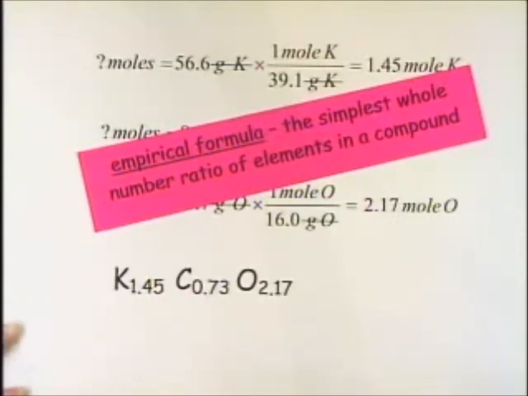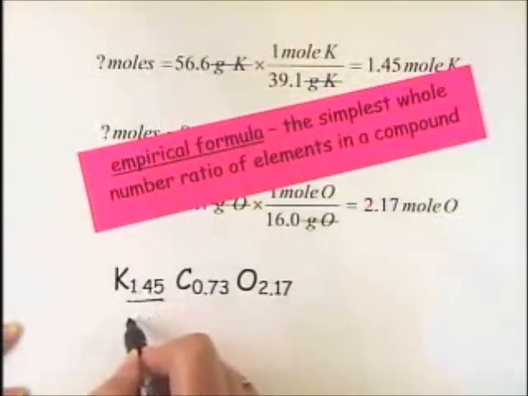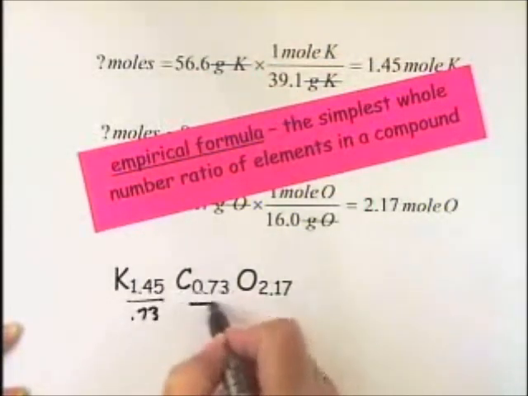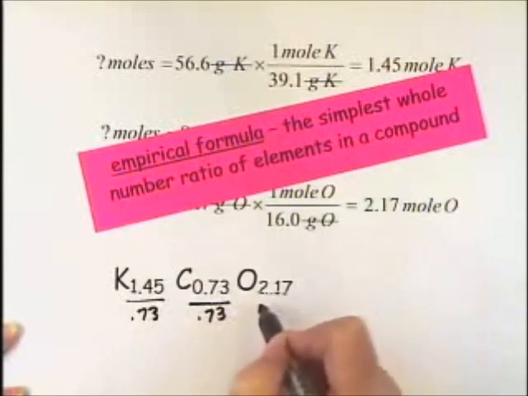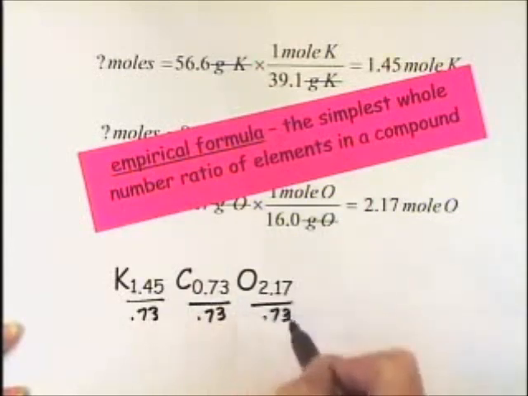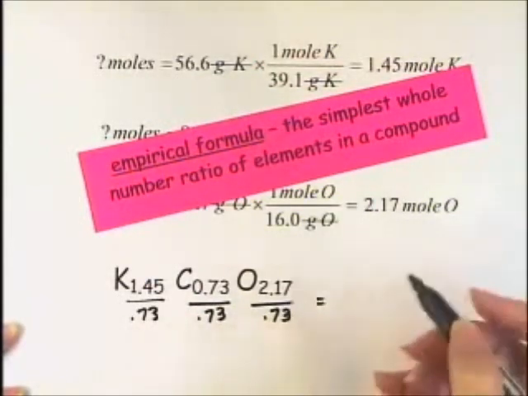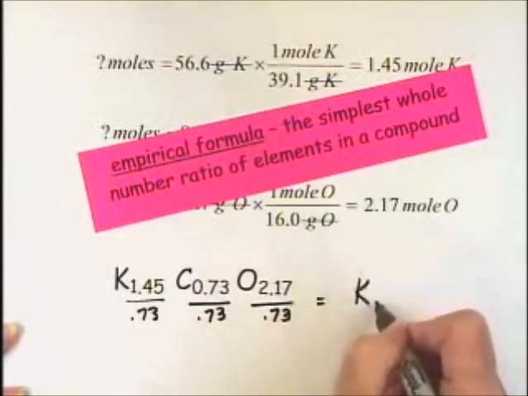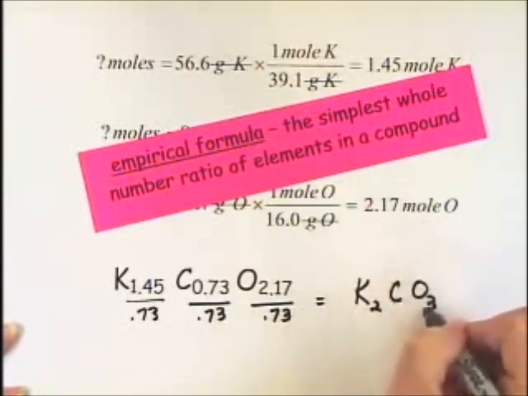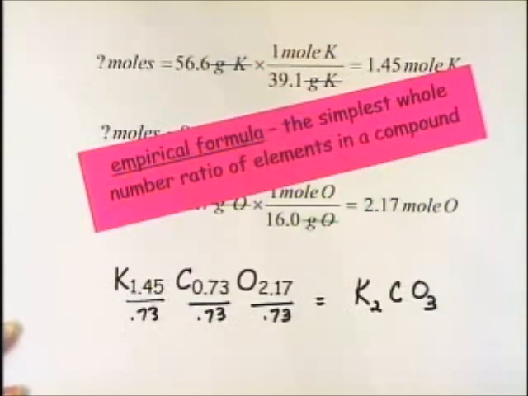To convert our values to whole numbers, we need to divide each subscript by the smallest subscript. In this case, 0.73. This gives us an empirical formula of K2CO3. I'm sure you remember that this would be the formula for potassium carbonate.